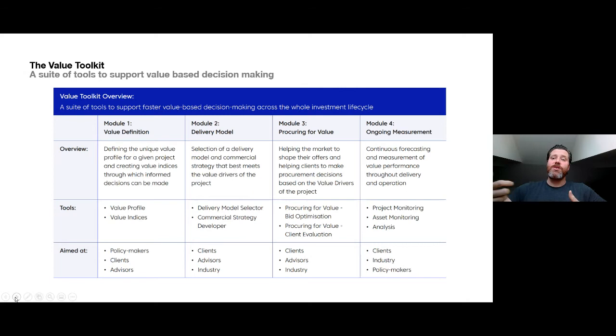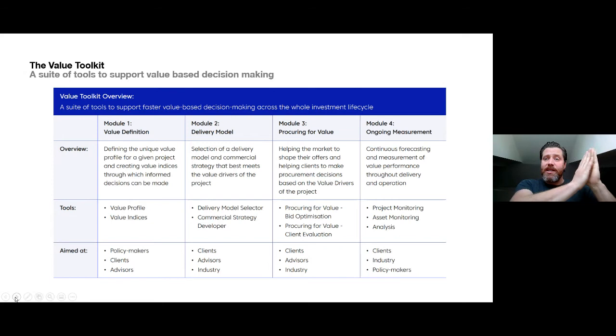It's a suite of tools to support value-based decision making, and at the minute it's split into four different modules, and Ryder are really heavily involved in informing this process of developing the Value Toolkit and the definitions and the metrics that are involved in it. So we've got module one. This is all about setting objectives, creating a value profile, and making a mark and saying this is what we will achieve on a project.